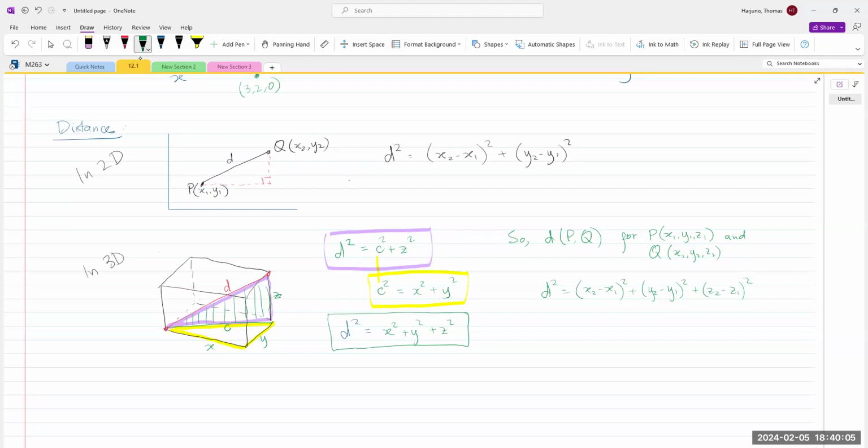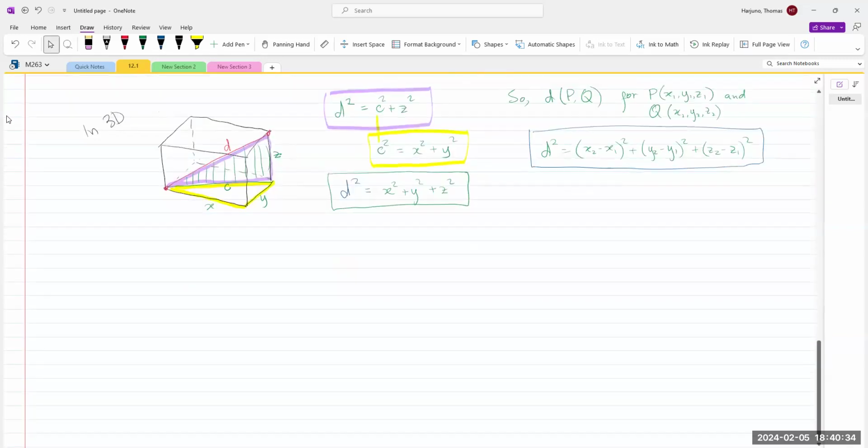Okay, now what we learn in algebra for distance formula, we have this, right? Now we extend it into 3 dimension, we get this. Okay, so if we know 2 coordinates in 3-dimensional space, then the distance is given by this formula.